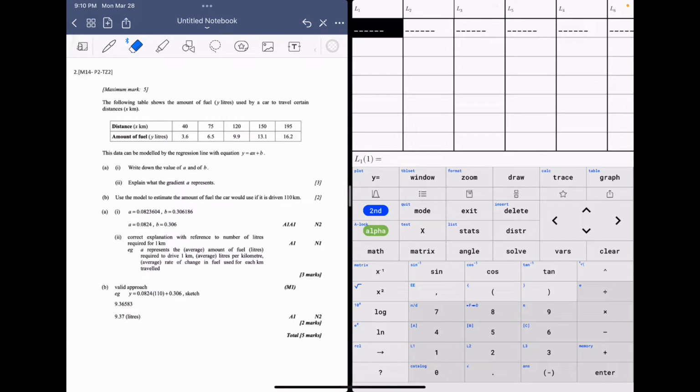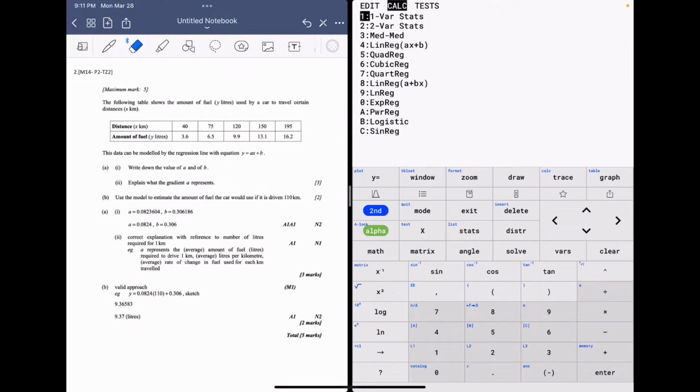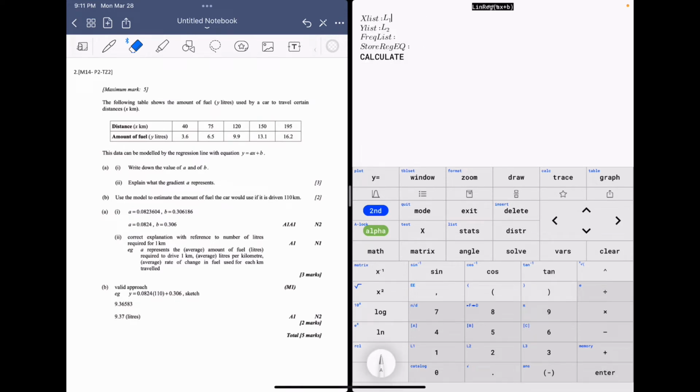Now in L1, enter the data. They said that this data can be modeled by the regression line with equation y is equal to ax plus b. Go in stat, go in calc, ax plus b is your fourth option. Select, enter, check your x value L1, yes. Y value L2, yes. Do not enter anything in frequency list, store or ege. You can see the value y is equal to ax plus b, a, b, r square and r. We don't use r square, we require a, b and r value.